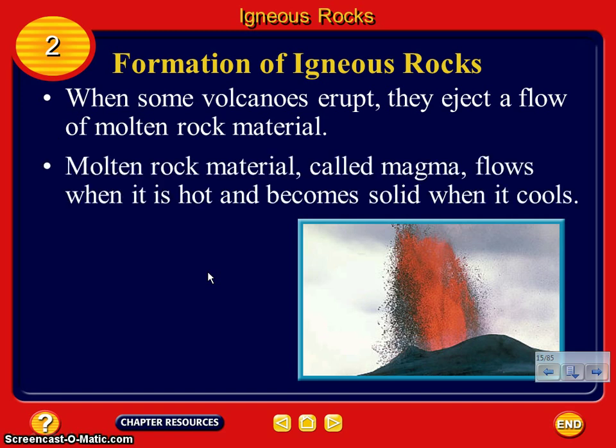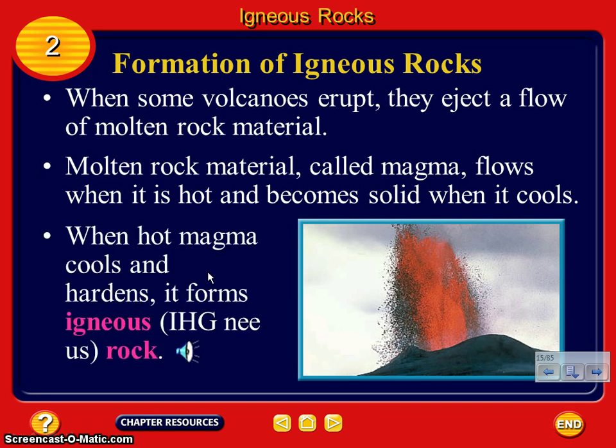Okay, molten rock material called magma flows when it is hot and becomes solid when it cools. When magma cools and hardens, it forms igneous rocks. So the process of magma cooling is what's going to form your igneous rock.